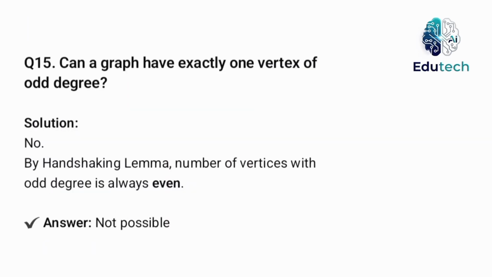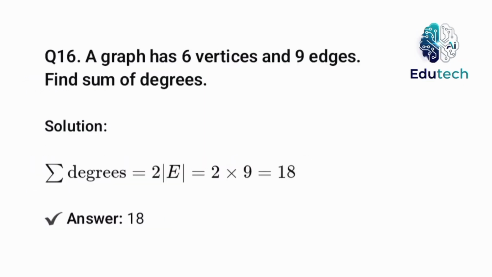Odd degree vertex condition. A graph cannot have exactly one vertex of odd degree. According to the handshaking lemma, the number of vertices with odd degree in any graph must always be even. Sum of degrees. The sum of the degrees of all vertices in a graph is always twice the number of edges. This relationship holds for all undirected graphs and helps verify the correctness of degree data.